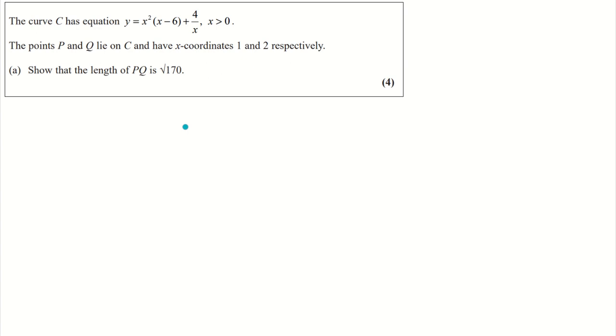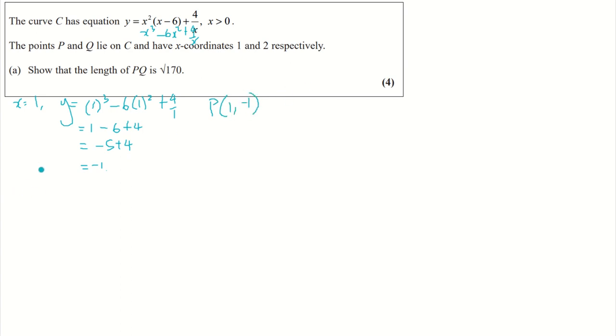Okay, P and Q lie on C and have x-coordinates 1 and 2, so therefore we have to find what y is. Let's find that. When x equals 1, y equals x cubed minus 6x squared plus 4 over x. So this is 1 cubed minus 6 times 1 squared plus 4 over 1. So that's 1 minus 6 plus 4, which is negative 5 plus 4, which is negative 1. So P is (1, minus 1).